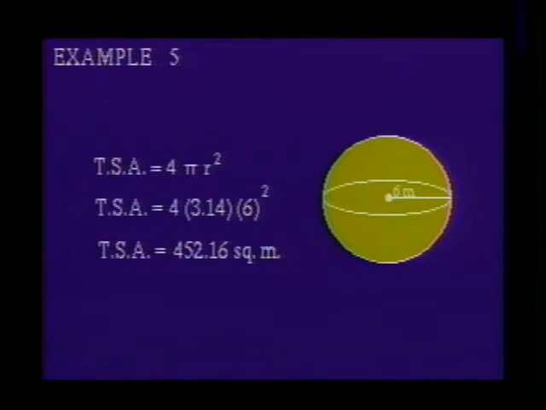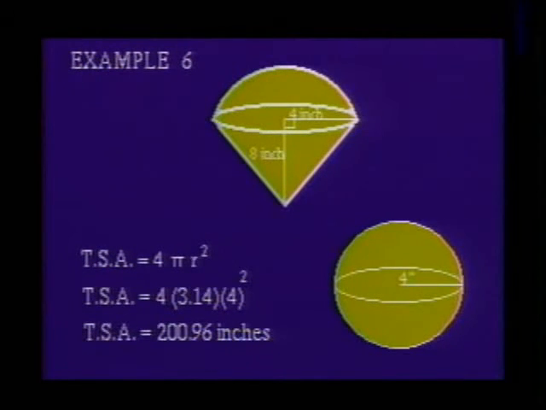Because developing a formula for the total surface area of a sphere is not a simple task using the mathematics that we have covered to this point, we will just accept that the formula for the total surface area of a sphere is 4 times pi times r squared. Now that we have a formula, it is simply a matter of substituting 6 for r and solving. Thus we find that the total surface area of a sphere with a 6-meter radius is 452.16 square meters.